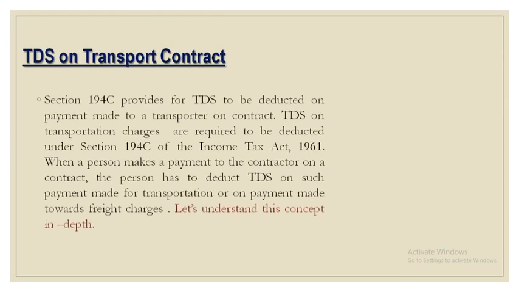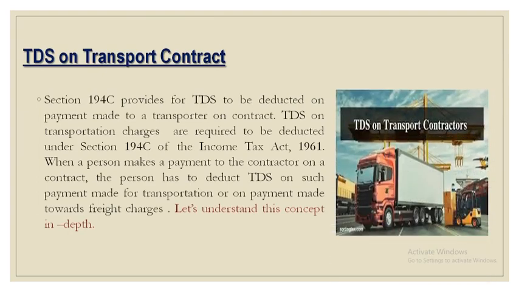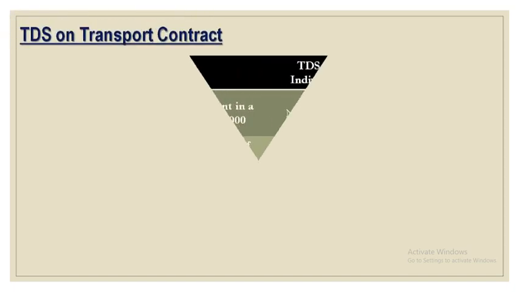TDS on transport contract. Section 194C provides for TDS to be deducted on payment made to a transporter on contract. TDS on transportation charges is required to be deducted under Section 194C of the Income Tax Act, 1961. When a person makes a payment to the contractor on a contract, the person has to deduct TDS on such payment made for transportation or on payment made towards freight charges. Let's understand this concept in depth.